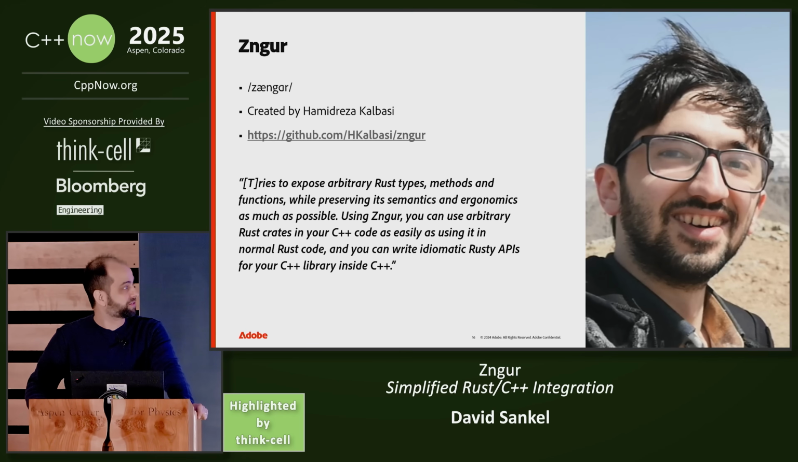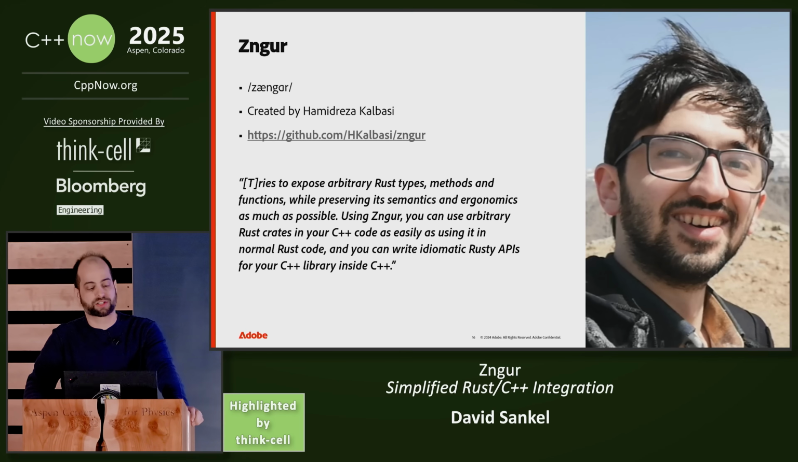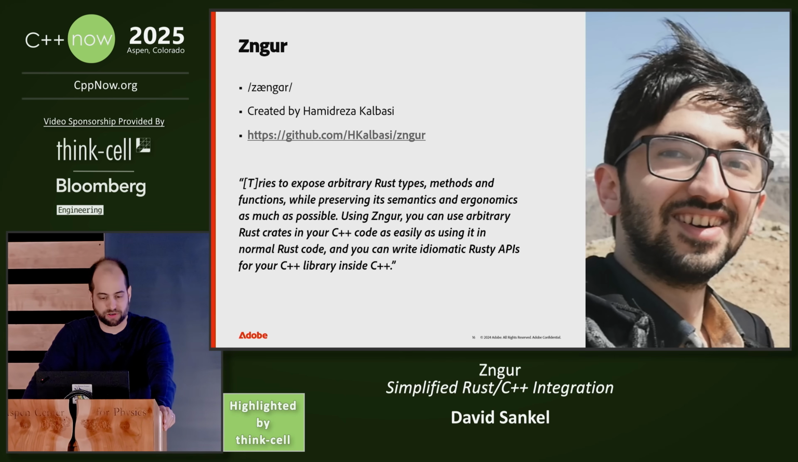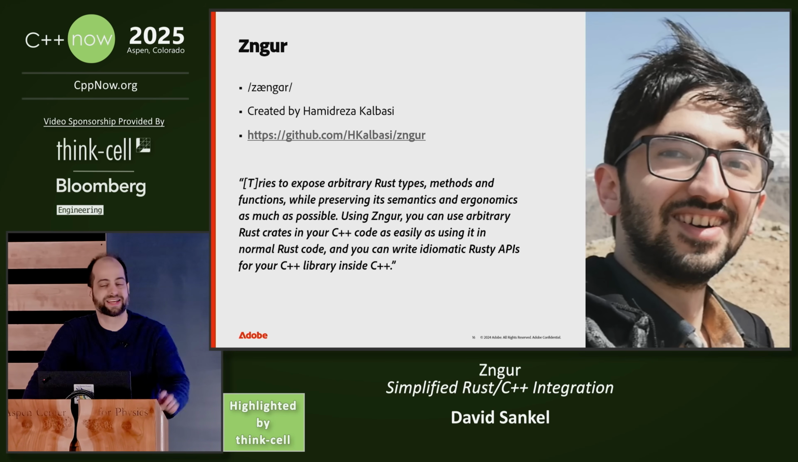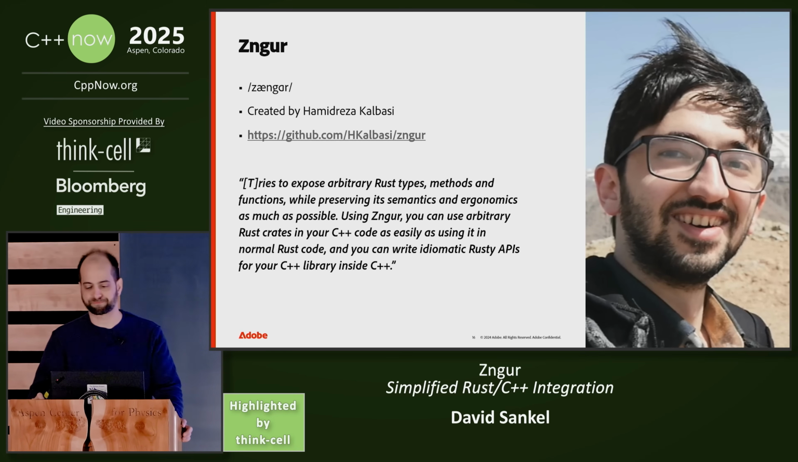In the words of Zngur's website, it tries to expose arbitrary Rust types, methods, and functions while preserving its semantics and ergonomics as much as possible. Using Zngur, you can use arbitrary Rust crates in your C++ code as easily as using it in normal Rust code, and you can write idiomatic Rusty APIs for your C++ library inside C++. And that's going to be an important aspect of this particular solution: when you're doing gnarly interfacing between C++ and Rust with this library, you're doing that in C++ as opposed to in Rust. And that has some important implications.